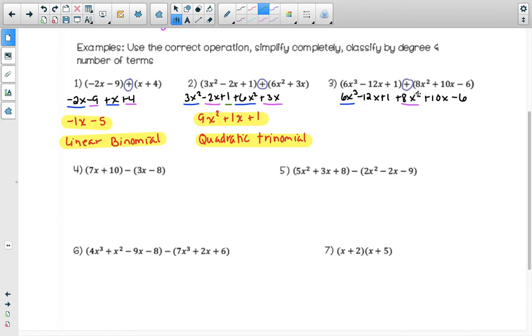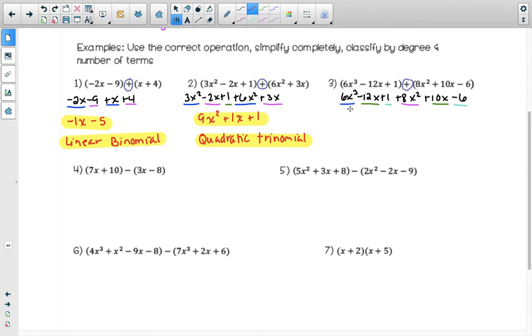Next, we look for an exponent of 1, so just a basic x. We have a negative 12x here, and we also have a 10x here. Then we look for any constants or anything left over. We have a positive 1 here, and we have a negative 6 here. So now that we have them all classified or all distinguished, we can put them together.